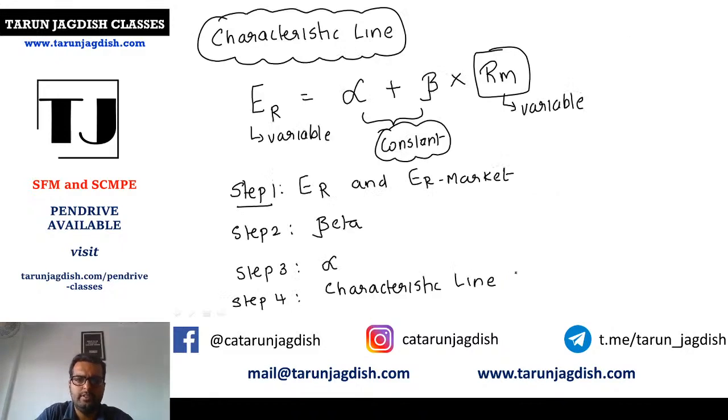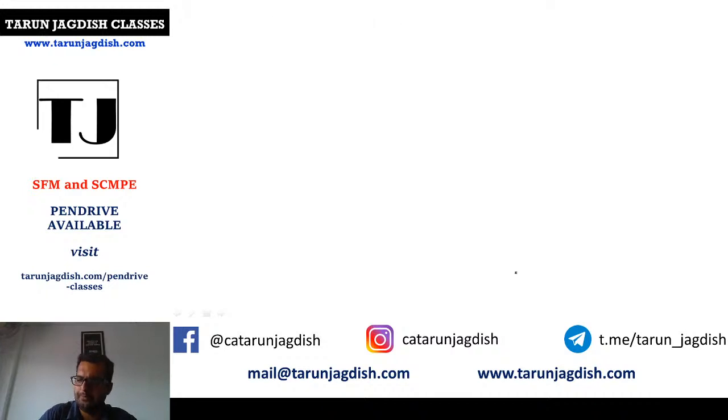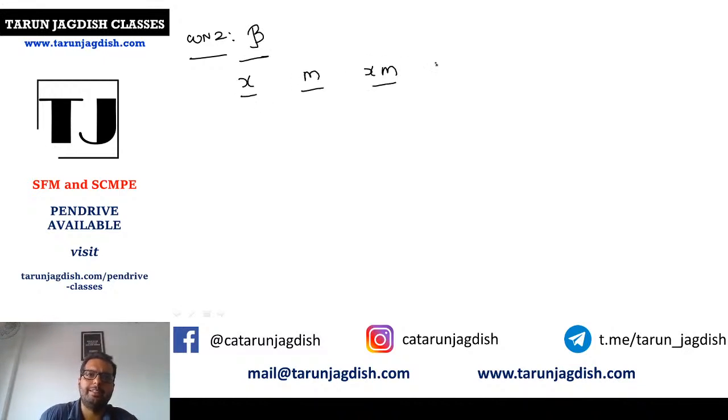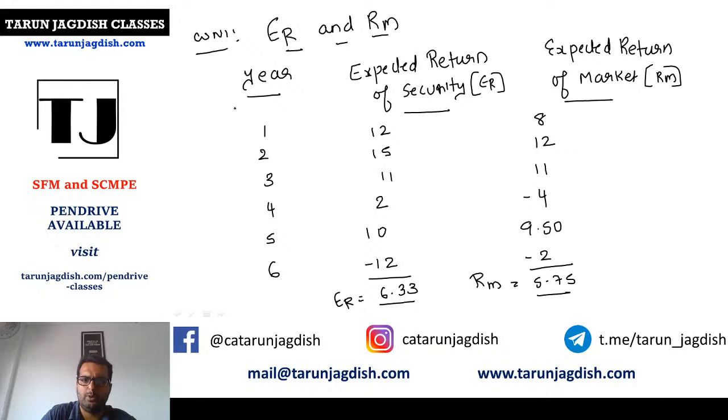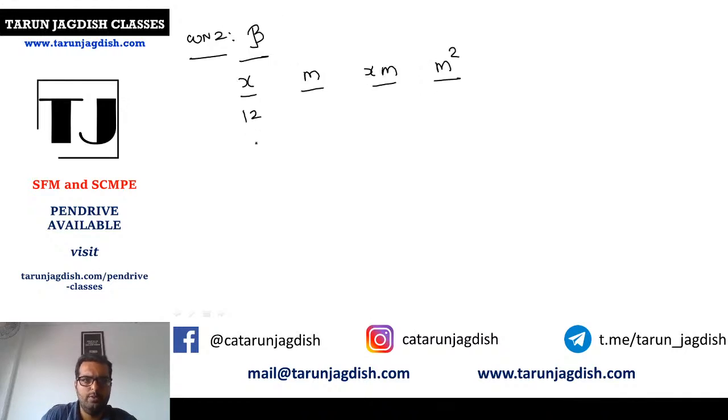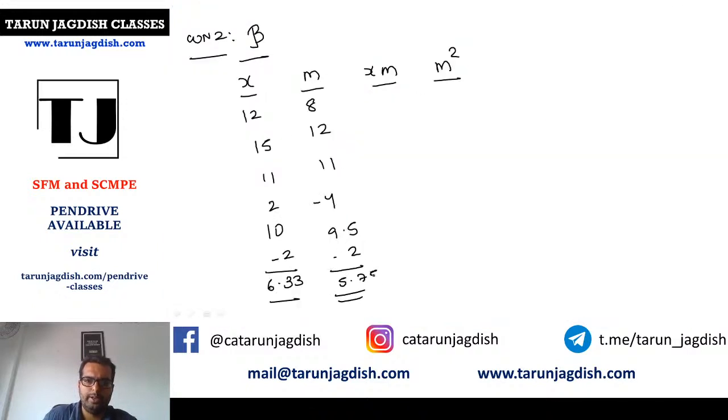Alright friends, once you are done with this, we will now go to step number 2, beta. Friends, since probability is not given, the first method is the best method of finding out beta. You can use any of the methods, you'll get the same answer. I'm using the first method because that's easier for me. 12, 15, 11, 2, 10, minus 2, 6.33, 8, 12, 11, minus 4, 9.5, minus 2, 5.75.